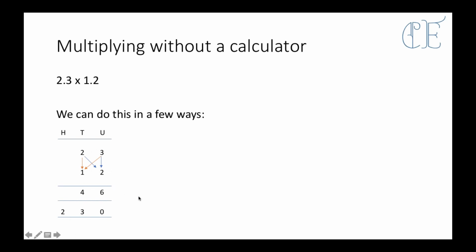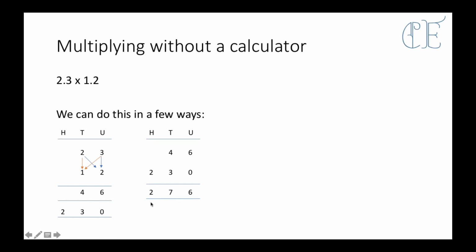Now all we've got to do now is add those together. So I've drawn out my addition table like I did in the previous questions when we were just adding, and I'm just going to add along the vertical columns. 6 add 0 is 6, 4 add 3 is 7, and then there's 2 on its own.